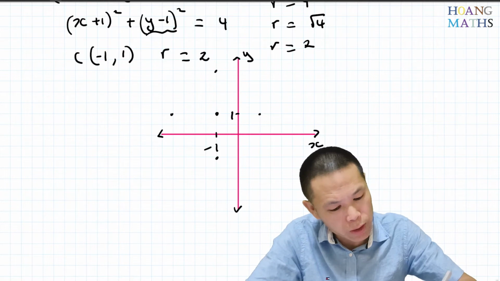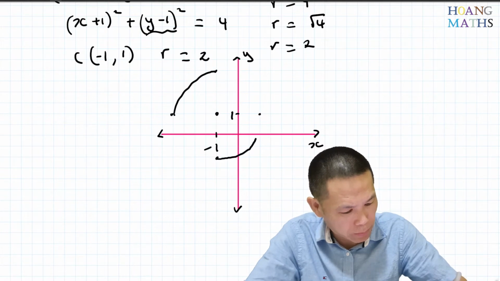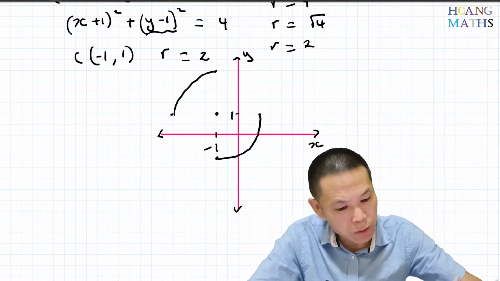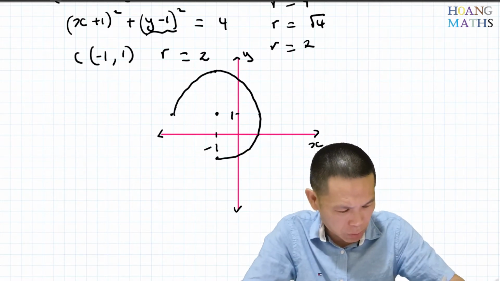A circle is quite hard to draw, so I do what I can, okay? So we just draw this, and I just draw like that. And we just join this together. And look where the points are, okay? And we just draw them up.